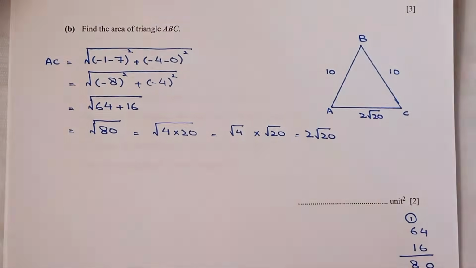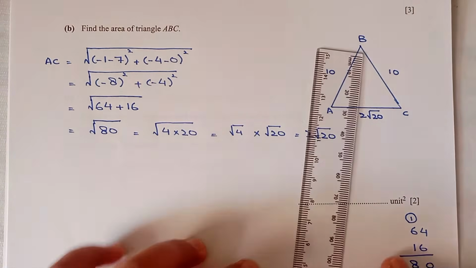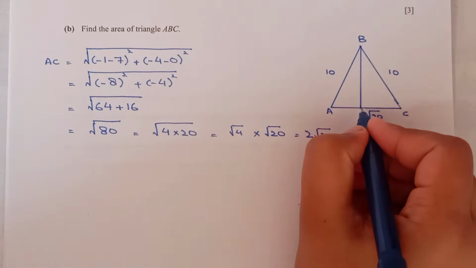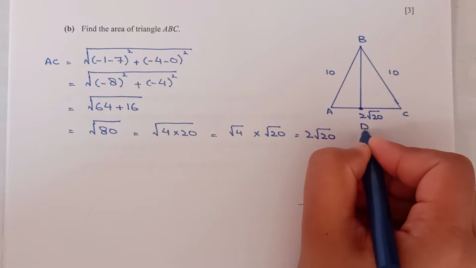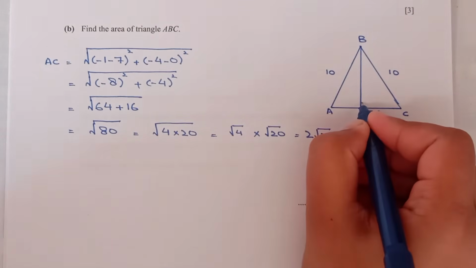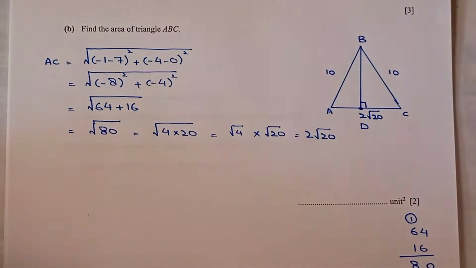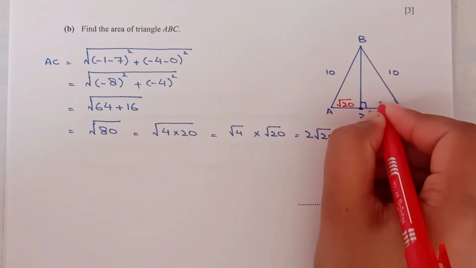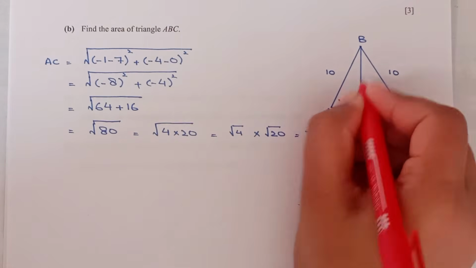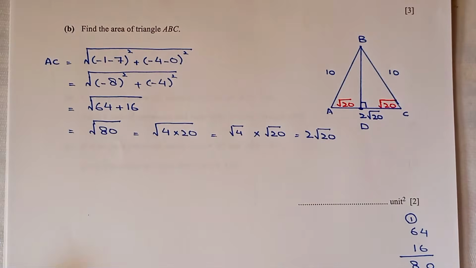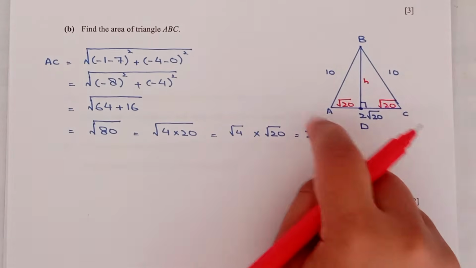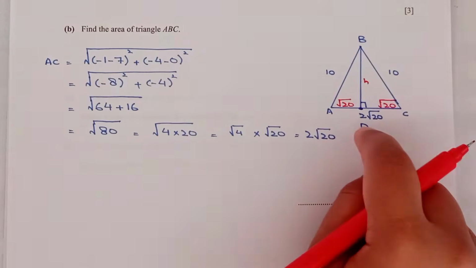Now if I draw a straight line from B to AC, let's say this is a point D, and D is the midpoint of AC, and this is a right angle triangle. If it is a midpoint, it means A to D is square root of 20, and D to C is also square root of 20. We need to find this height. By using the Pythagoras theorem, we can easily find the height. So let me find the height h by using triangle ABD or BDC.